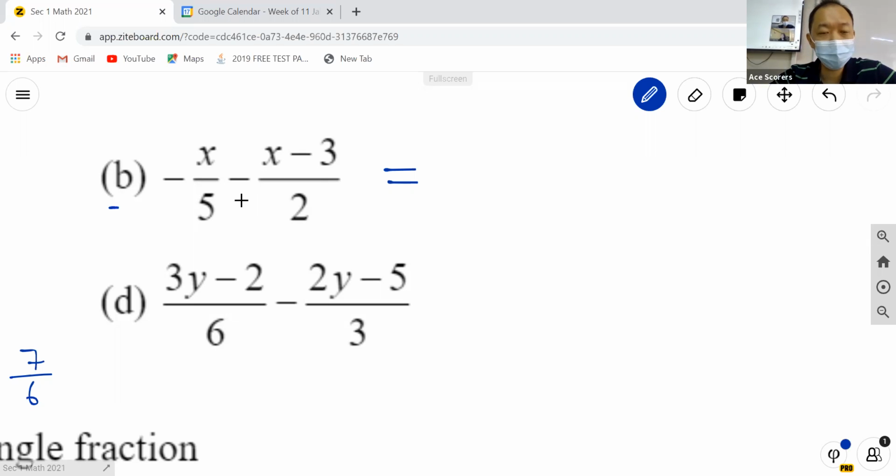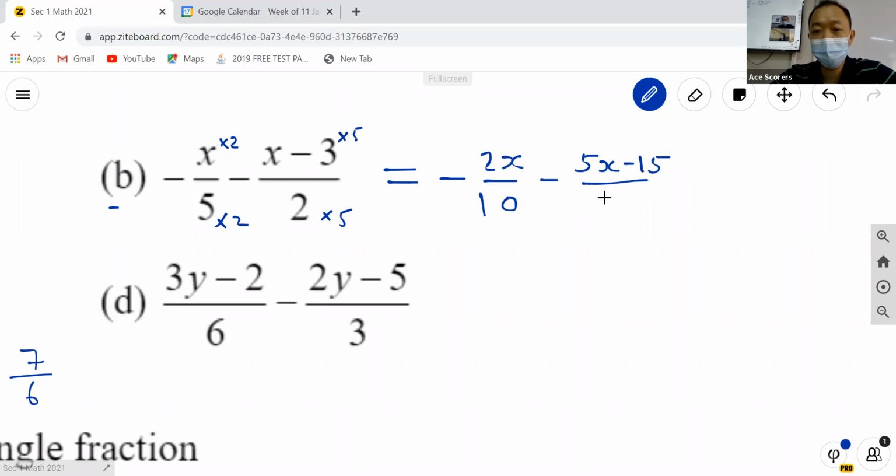Okay, so once you know the common denominator is 10, here must times 2, here also times 2, here must times 5, here must times 5, right? So x times 2, well, the minus is still here, okay? So x times 2, we get 2x over 10. Okay, 5 times 2 is 10. Minus, now 5 times of here, the top is 5x minus 15 over 10.